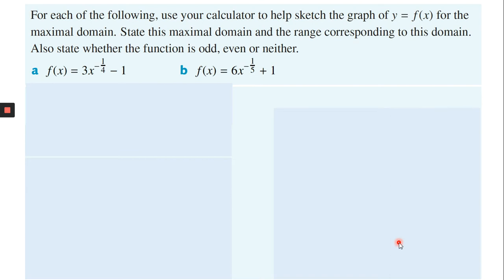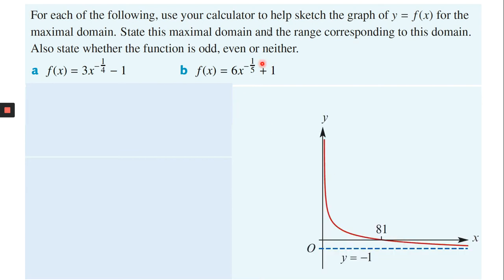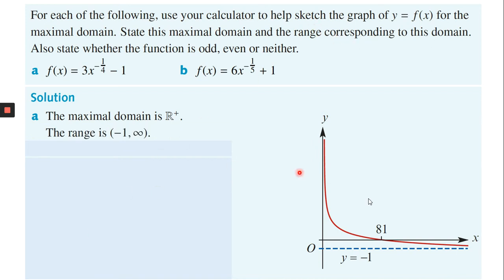So you can see they're horrible examples, so you're going to use your calculator to help you. Type that into your calculator, you'll get something that looks like that. What does it say? State the maximal domain. So the maximum domain is R plus, you can see that's an asymptote, so it doesn't include 0. State the range. So the range goes from -1 to infinity. Again, -1 is an asymptote, so we've got a rounded bracket there.